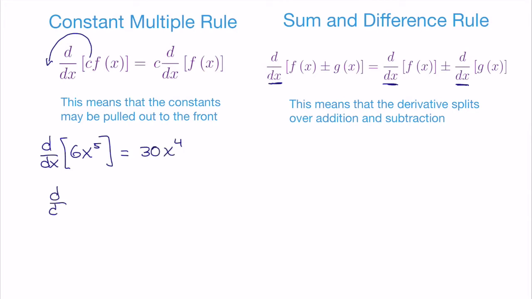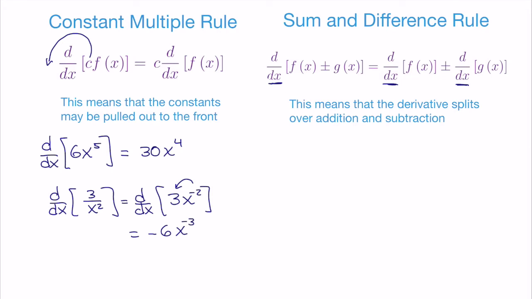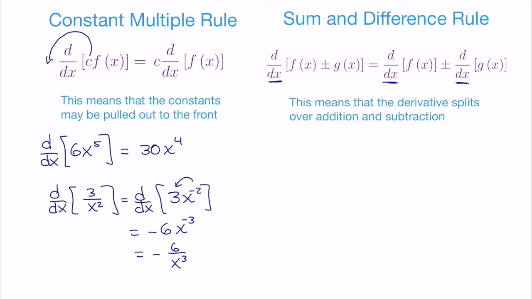Also, if we have the variable in the denominator, something like 3 over x squared, well, you rewrite it with a negative power and use the power rule. So that's the derivative of 3x to the negative 2nd power. And now the negative 2 multiplies the 3. So in the front, I'm going to get negative 6 and then lower the power by 1. So that's negative 3. So my answer is negative 6 over x cubed. Easy.